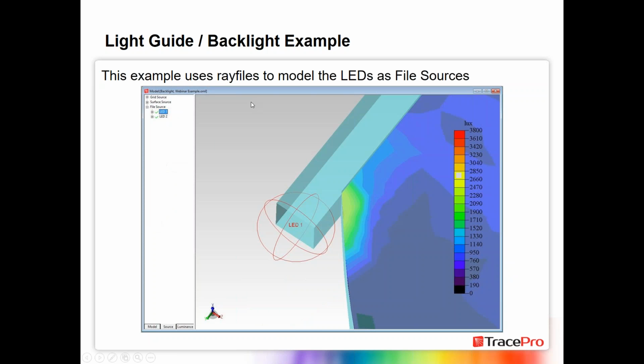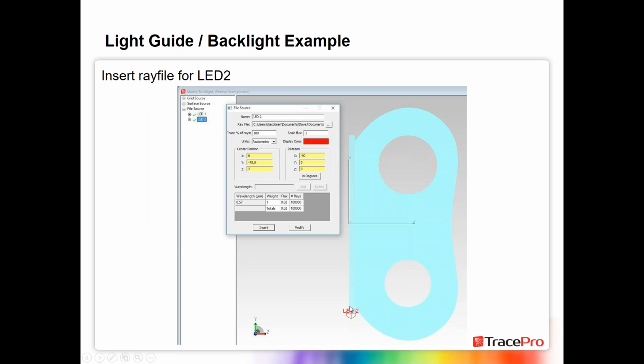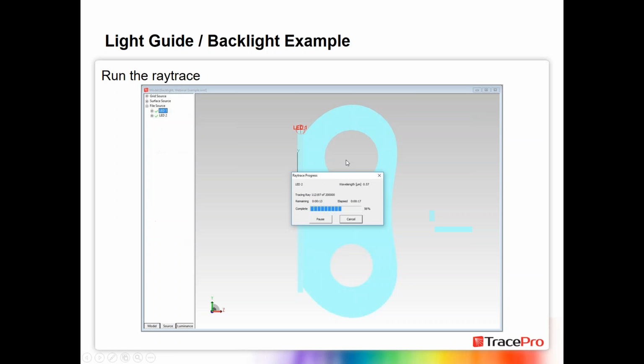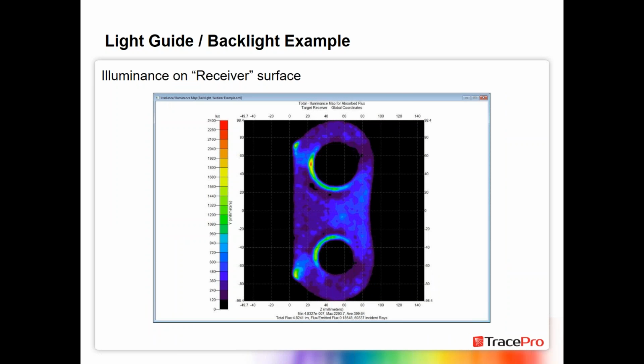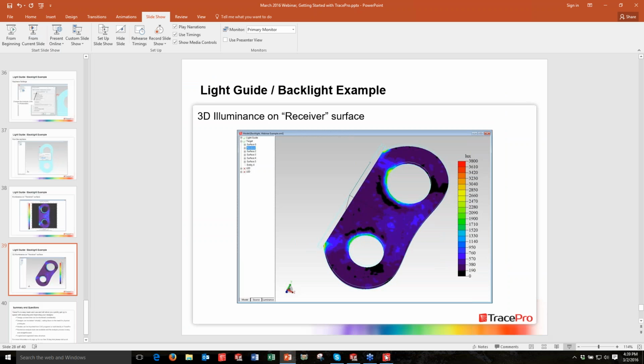We're going to use ray files in this example, and we'll use them as file sources in TracePro to model the LEDs. So we'll insert one ray file here at the top. We'll insert another one here at the bottom. We'll once again set our analysis units to photometric, run through the ray trace, and then take a look at the results. Here's the illuminance on the receiver, and then again the 3D illuminance. So let me show you how easy that is to set up.